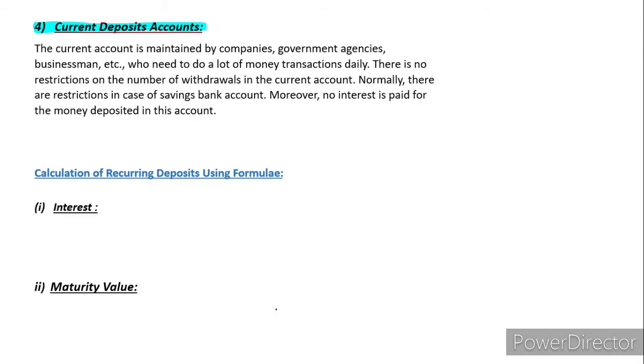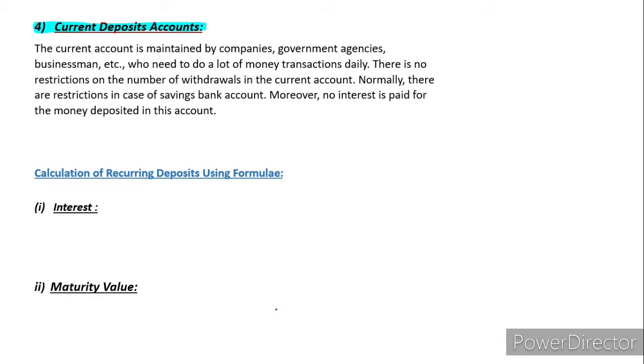नेक्स्ट इज करंट डिपॉजिट अकाउंट. करंट डिपॉजिट अकाउंट मेनली बिजनेसमैन यूज़ करते हैं जो बहुत ही हैवी ट्रांजैक्शंस करते हैं दिन में, लाइक दिन में 3 बार 4 बार, 4 lakhs हो गया, 2 lakhs हो गया, हैवी ट्रांजैक्शंस कर रहे हैं. देयर इज नो रिस्ट्रिक्शंस ऑन विड्रॉयल.